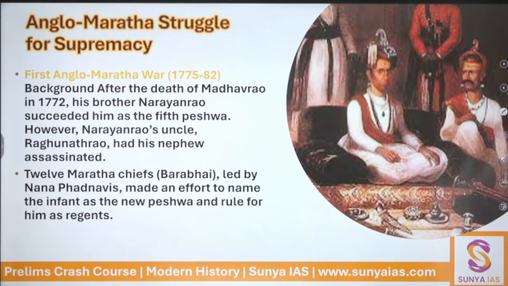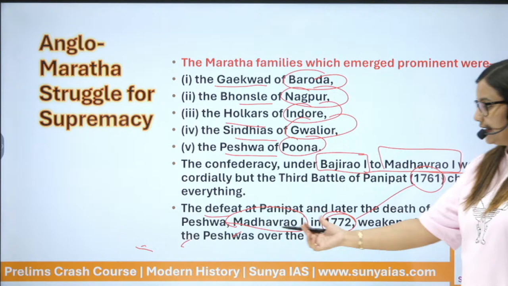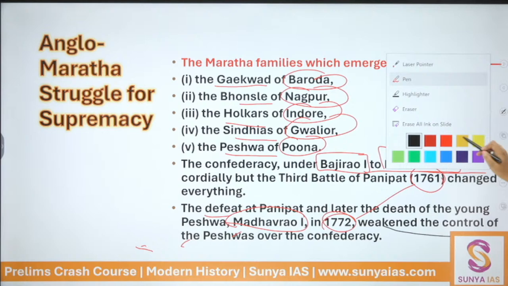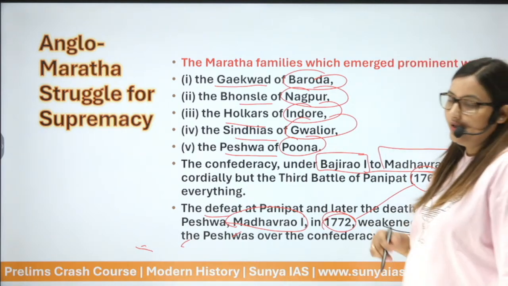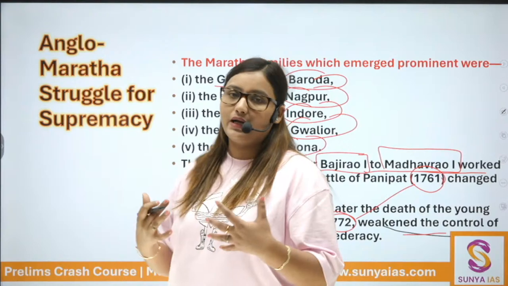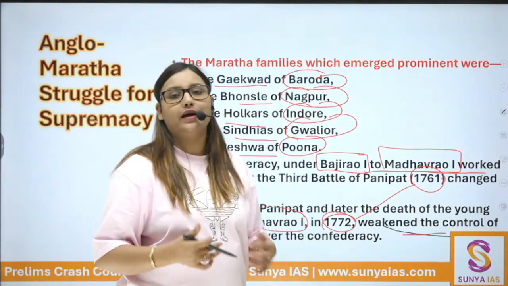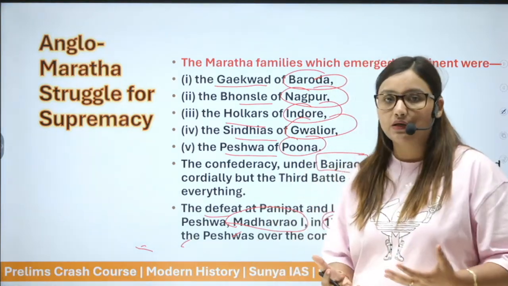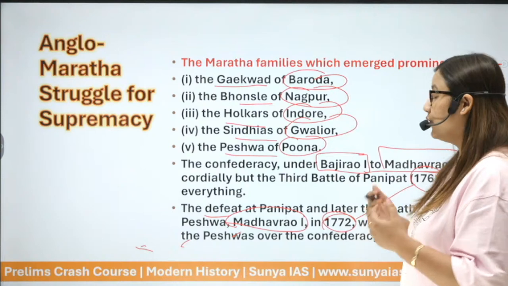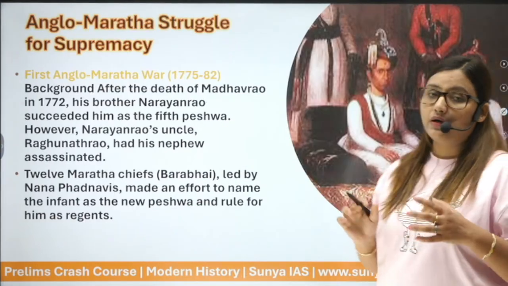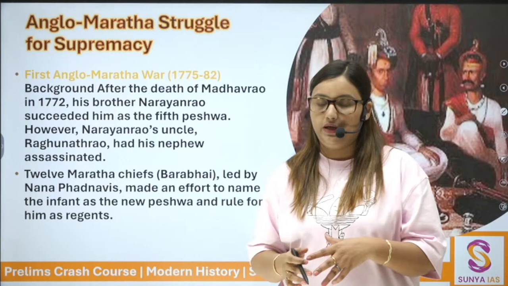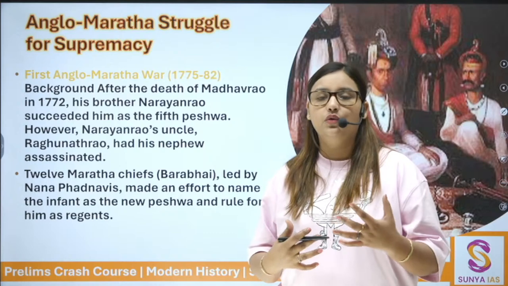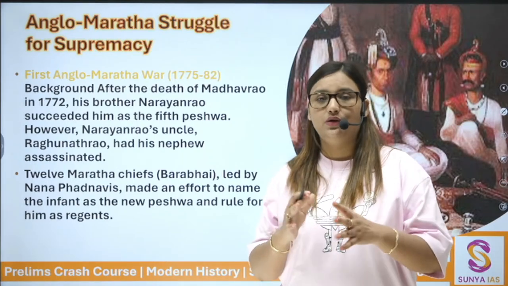Now let's come back to this. Here you see that Madhav Rao I died in 1772, and then the Peshwa power declined. Why did it decline? Because of this family conspiracy: after Madhav Rao I, Narayan Rao became the Peshwa and he was murdered by Raghunath Rao, who wanted to get the throne. But Raghunath Rao was not supported by the family. He was an incompetent ruler.